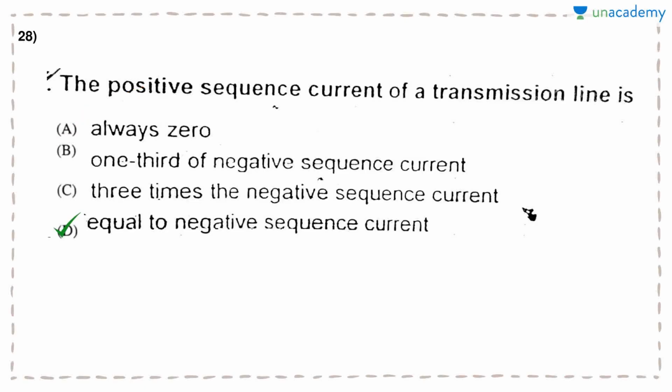Now let's see another question. The positive sequence current of a transmission line is dash. The positive sequence current is always equal to the negative sequence current of the transmission line, because both the positive sequence impedance and negative sequence impedance are the same in a transmission line. Therefore you can say option D is the correct answer.